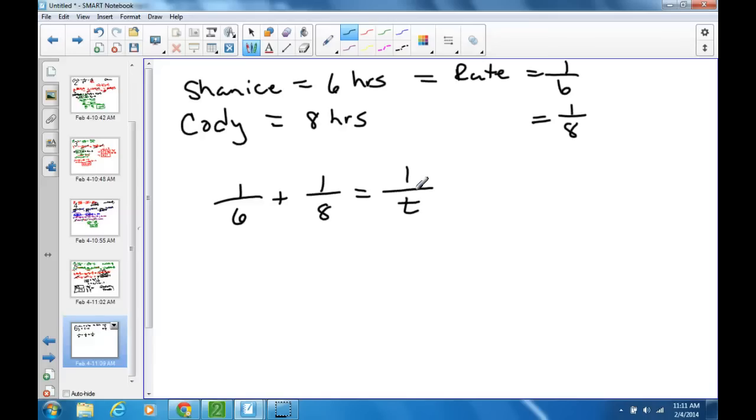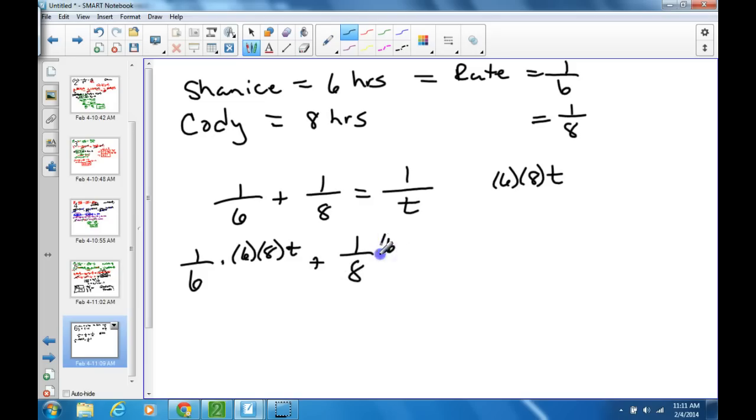Okay, so this is how you set it up. What is my common denominator in this case? Or the other way you could say this is I'm going to take a 6, an 8, and a t, and multiply it all by that. So I take the first one times a 6, an 8, and a t, do the same thing for the second, a 6, an 8, and a t, and the same thing for the last.